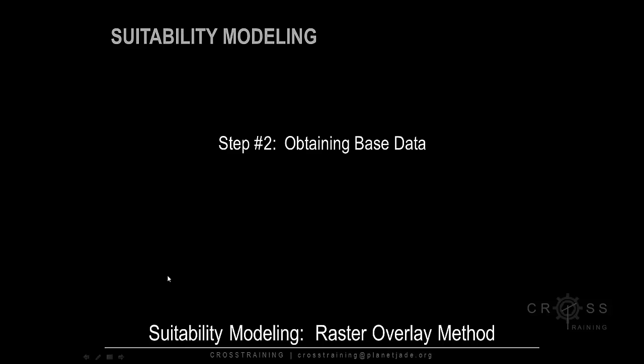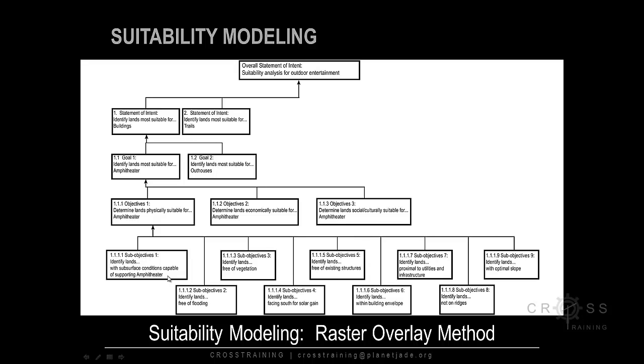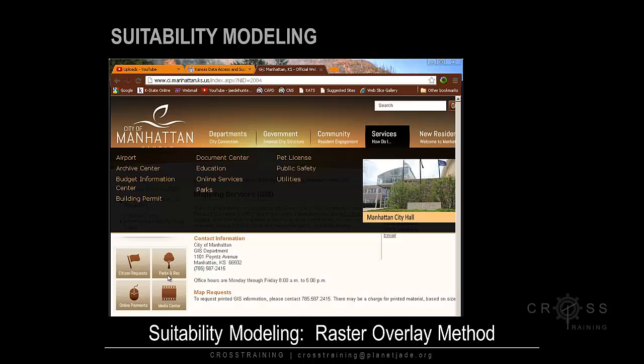In this tutorial, I'm going to be covering Step 2, Obtaining Base Data. We have thus far created a suitability model diagram to guide us in ArcGIS, as we can see here in this image. Starting at the bottom of the diagram with subobjectives, we will try to obtain base data to reach those subobjectives. Obtaining base data is the second step of our process.